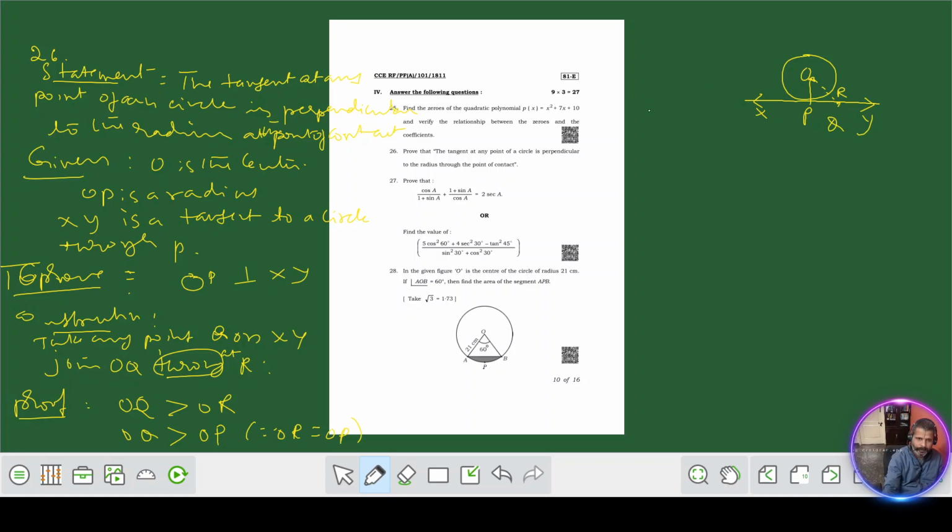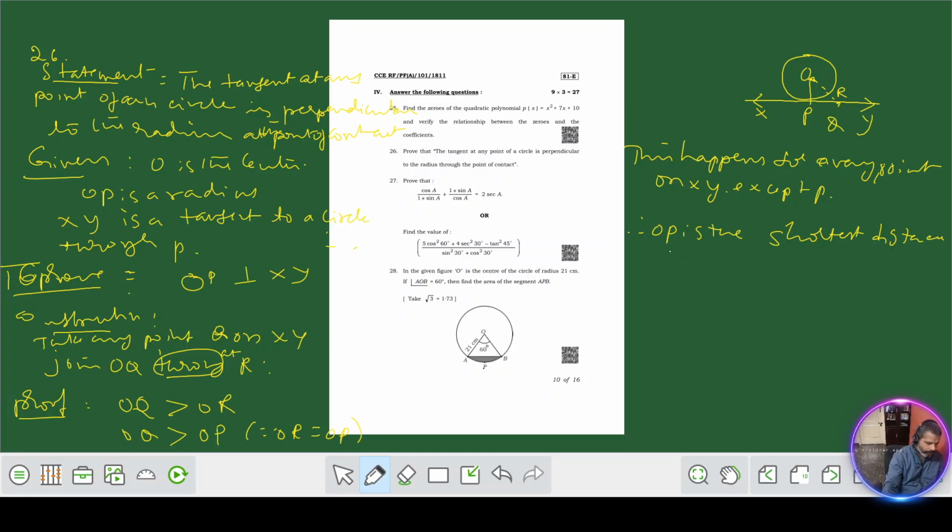So you have to write this statement as it is. This happens for every point on XY, except P. Therefore, right here, OP is the shortest distance from O to XY. Just conclude that last.